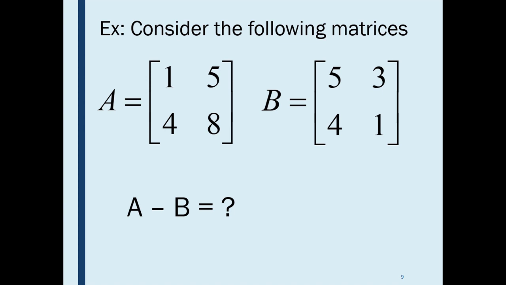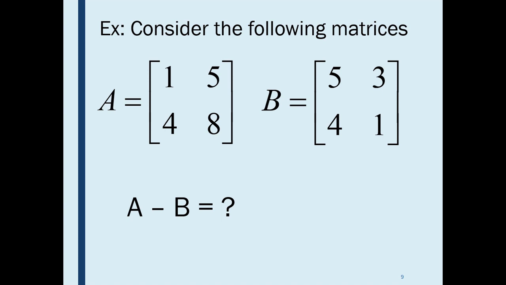See how to get the answer for A minus B, subtracting corresponding elements together. First, check whether two matrices satisfy the condition to be subtracted. Order of matrix A is 2 by 2 and order of matrix B is 2 by 2. Therefore, both have the same order and subtraction can be performed.